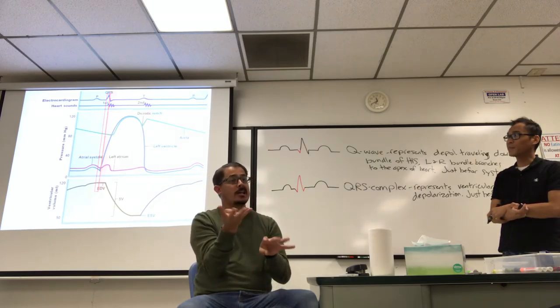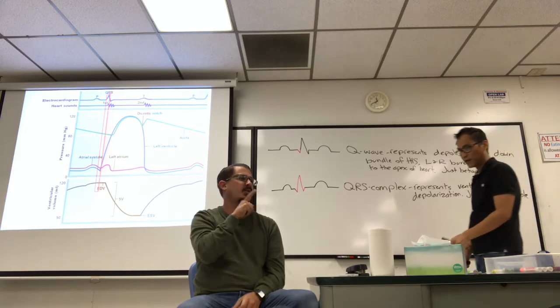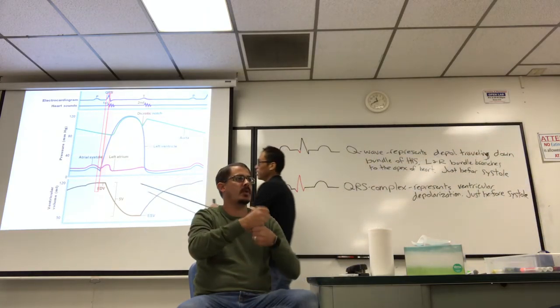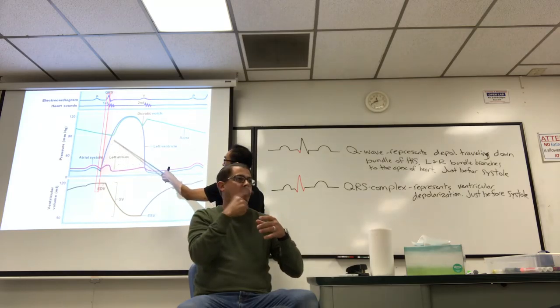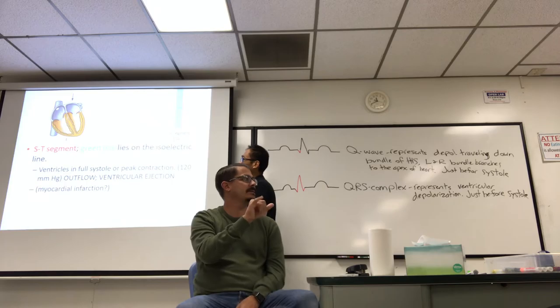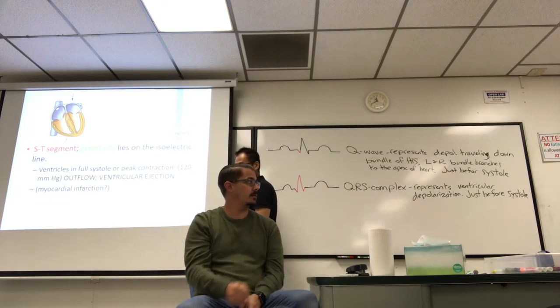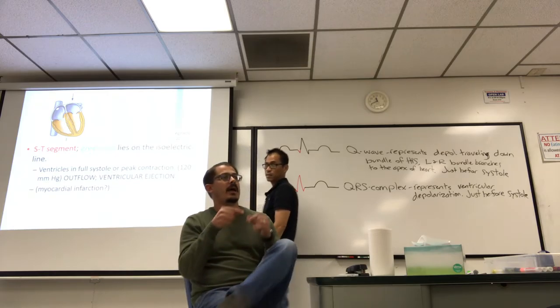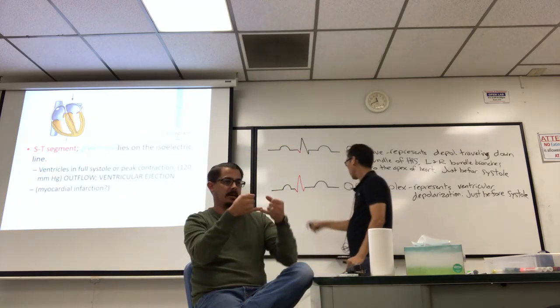The QRS complex is basically right on top of isovolumetric contraction. This is when you're going to start building tension in the heart muscle for the ventricles there. Okay, so this is basically causing systole. And so when the ventricles are in full-on systole, we see it as the ST segment, just that flat line right there.